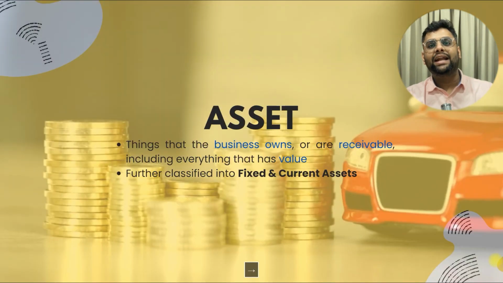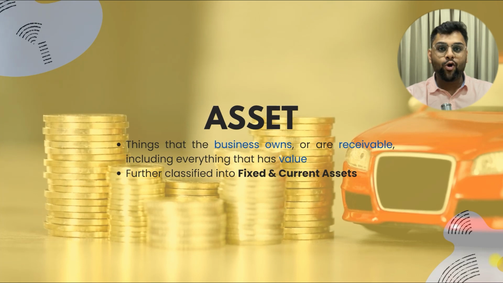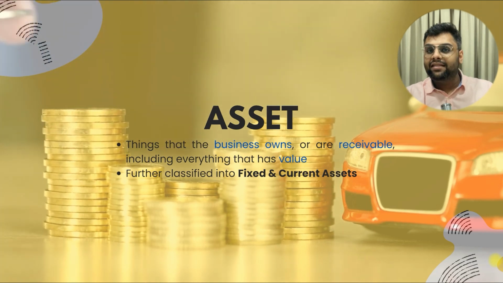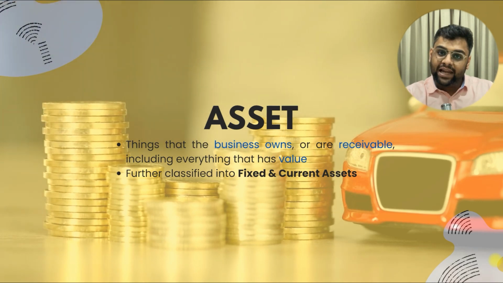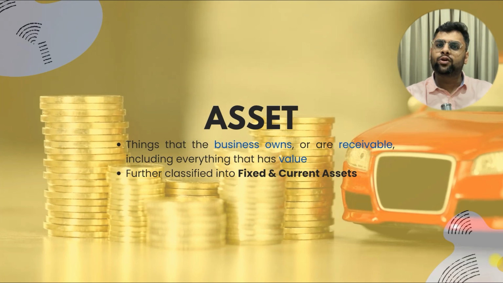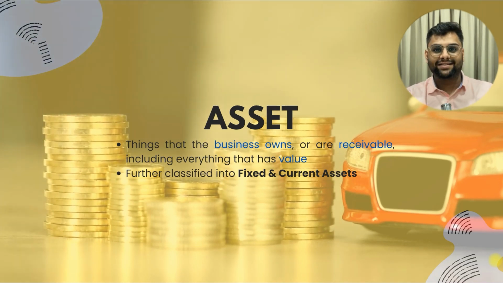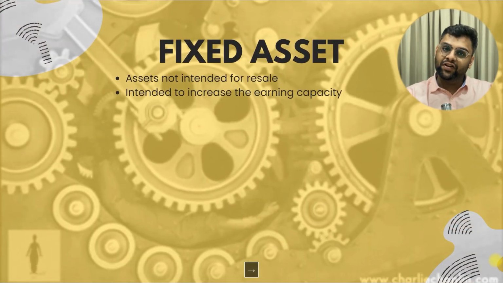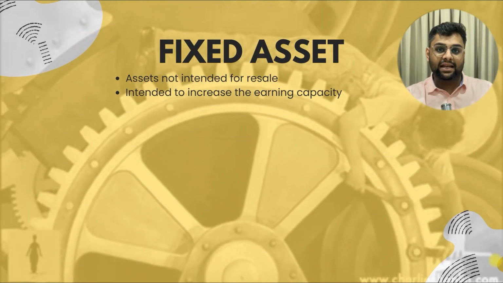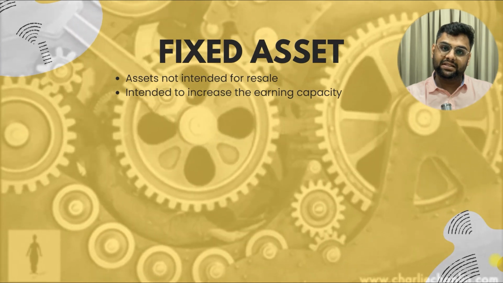Next, let's look at assets. An asset is anything that the business owns or anything that is receivable for the business or anything that the business owns that has value. Let's understand assets better by subdividing them into two types. First, fixed assets and next, current assets. Let's look at fixed assets first. Fixed assets are those assets which are not intended for resale. They are intended on increasing the earning capacity of the business.